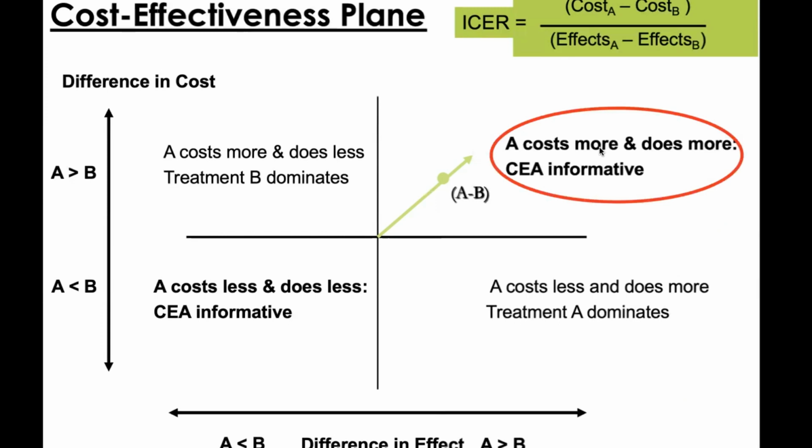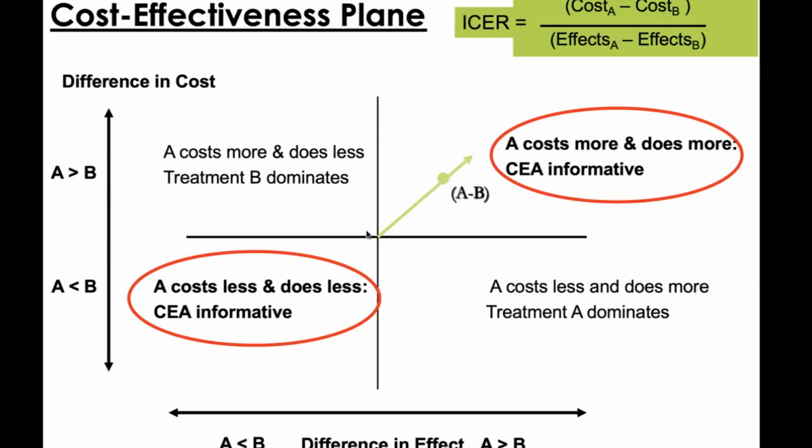cost-effective analysis can be informative. But the question is, does it cost a lot more and only a smidgen bit more effective? So is it really worth it? Versus it costs only a little bit more and it's a lot more effective, and so it's a no-brainer. The other place it can be informative is if your new intervention costs less and does less. It's sort of the question is it a lot cheaper and only a little less effective? Then it might be something to consider.